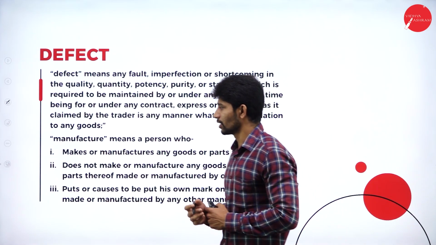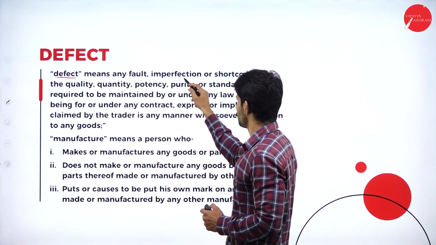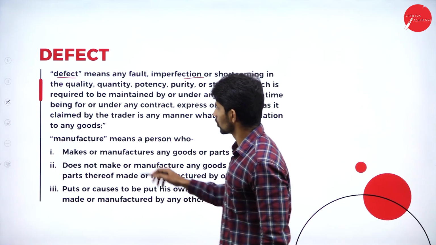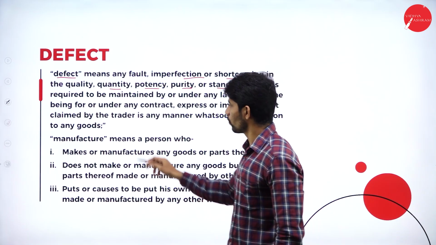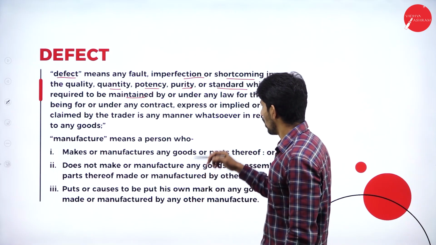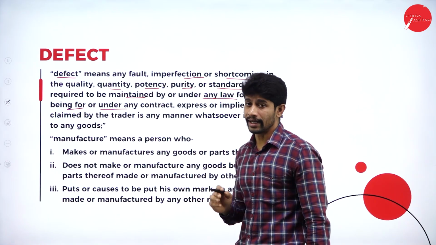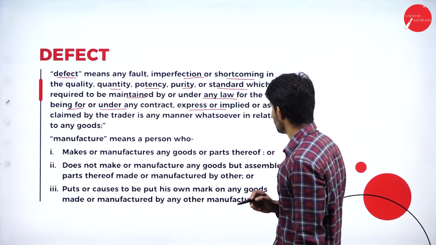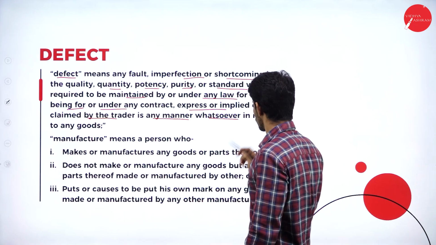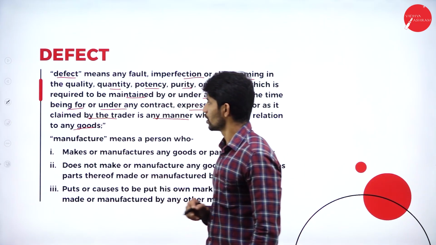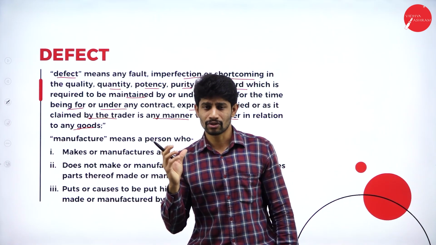Next thing, defect. So what is the meaning of defect? Defect means any fault, imperfection or shortcoming in the quality, quantity, potency, purity or standard which is required to be maintained by or under any law for the time being in force, or under any contract express or implied, or as claimed by the trader in any manner whatsoever in relation to any goods. So defect is nothing but a fault in the product.